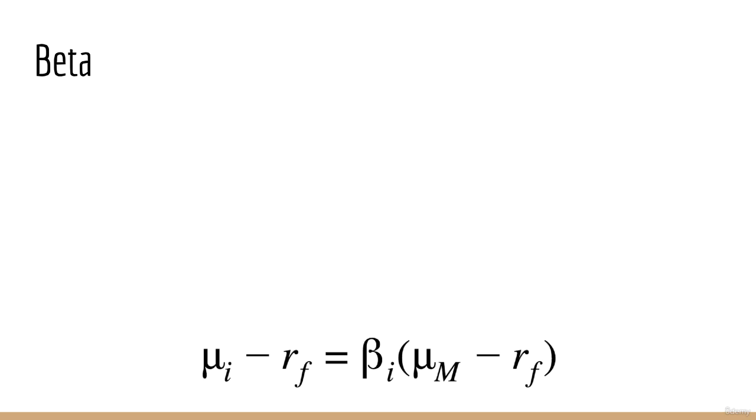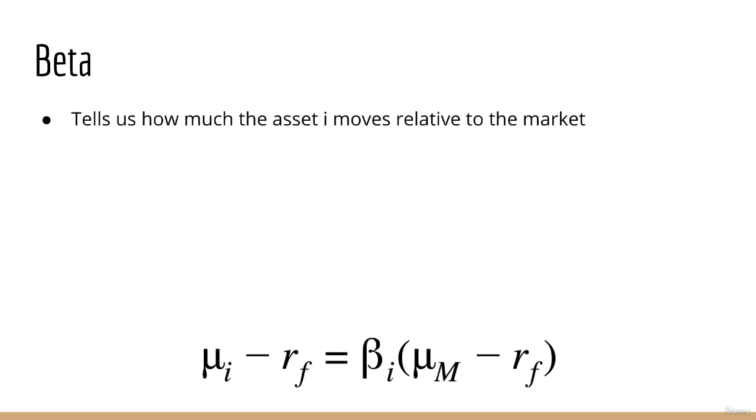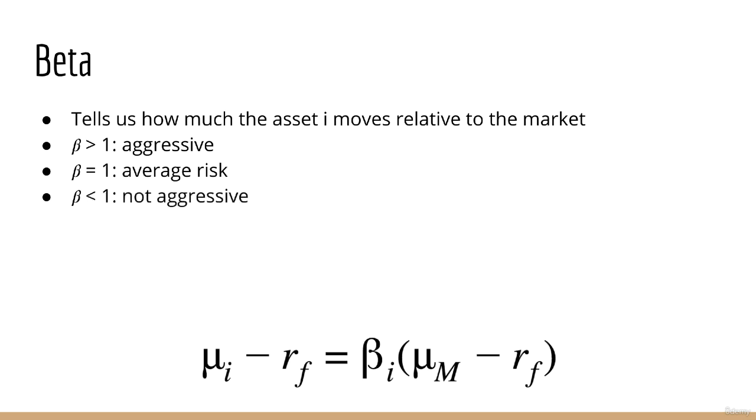This relationship between the risk premium and the market premium is controlled by beta sub i, the coefficient. It tells us how much asset i moves relative to the market. If beta is greater than 1, we consider this an aggressive investment. That means you're willing to take on more risk in return for more reward. If beta is equal to 1, we would say that this asset has average risk. If beta is less than 1, we would say that this asset is not aggressive. Because of this, in the capital asset pricing model, beta is actually the measure of risk.